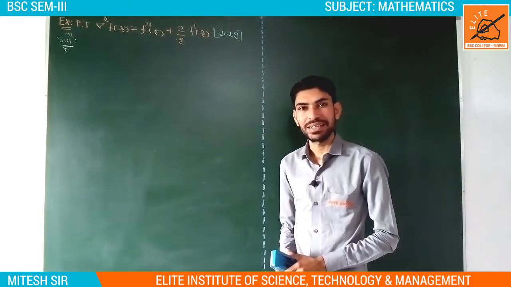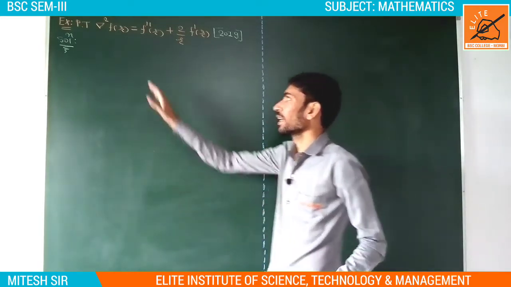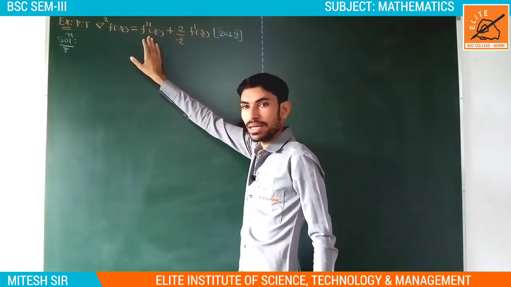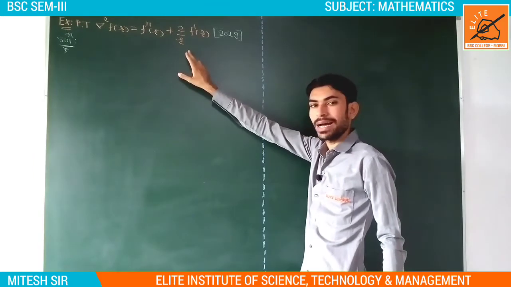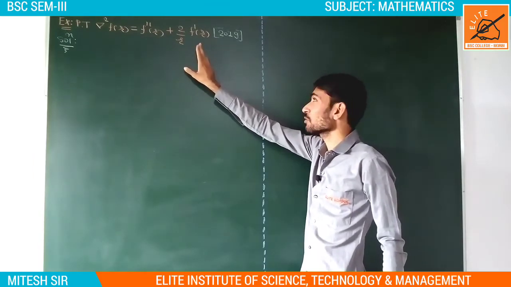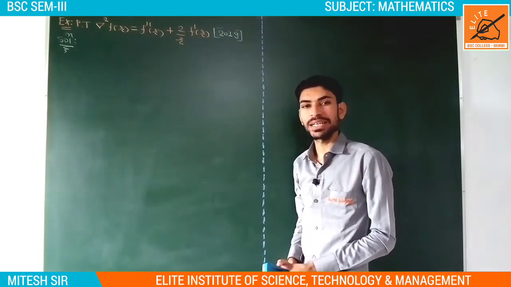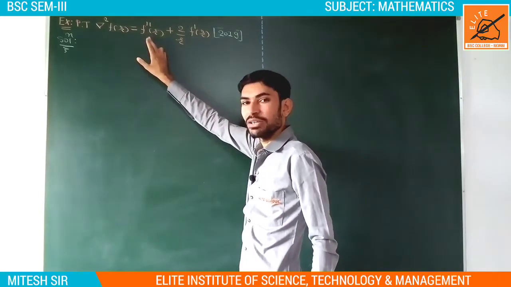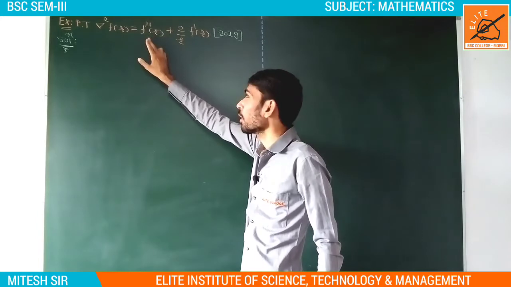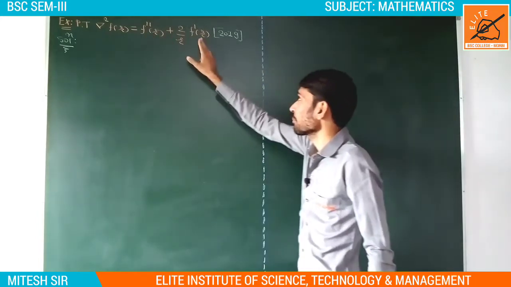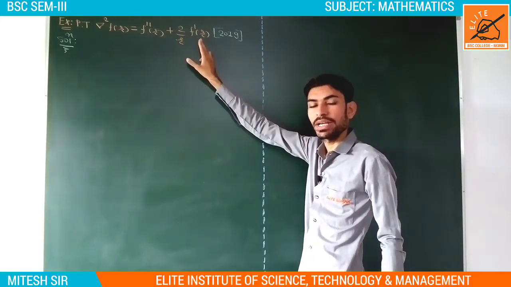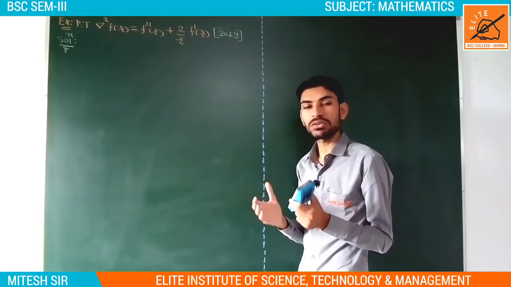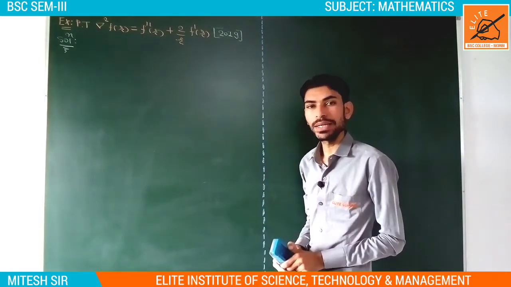Our next result is: prove that nabla square f of r is equal to f double dash r plus 2 upon r f dash r. This question was asked in the 2019 paper for 3 marks. Here f double dash r denotes the second order derivative of the function f of r, and f dash r denotes the first order derivative of the function f of r. As we know, f of r is any function of r, and r is a function of x, y, z.